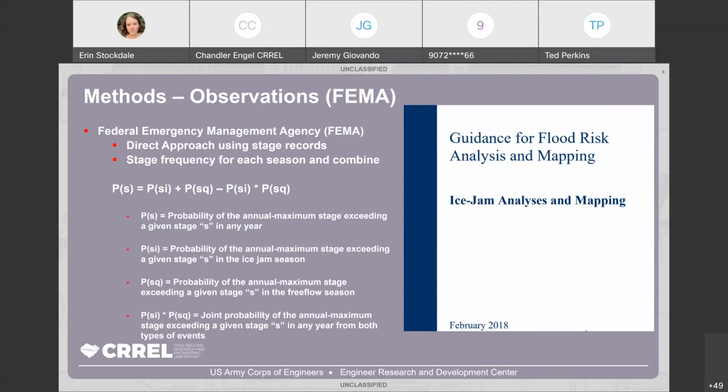I think this is really similar to the way the Corps does it, but FEMA does use slightly different terminology. So my suggestion is to read carefully and understand the terms, so you know exactly what probabilities you're actually calculating with your observations.